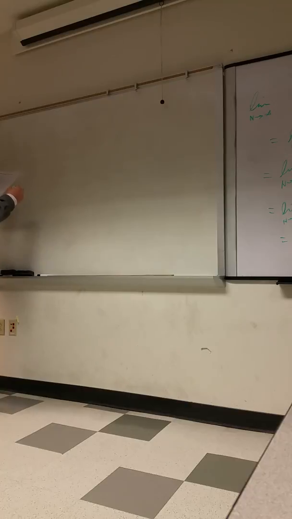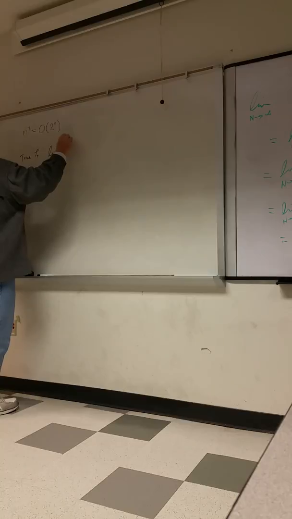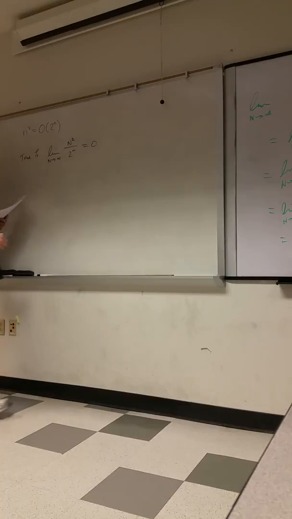Okay, next one: n squared is big O of 2 to the n. What does that mean? It means that as n grows large, 2 to the n is bigger than n squared. So the limit test is true if the limit as n goes to infinity of n squared over 2 to the n equals 0. Okay.